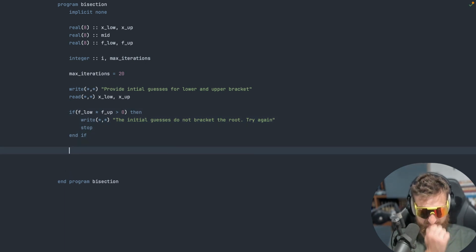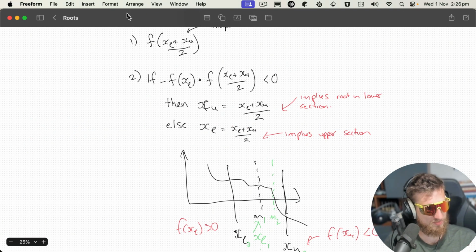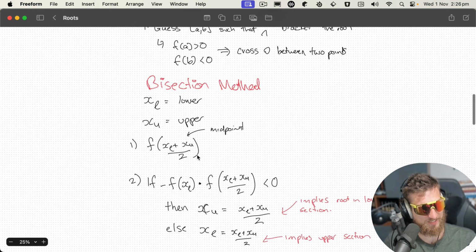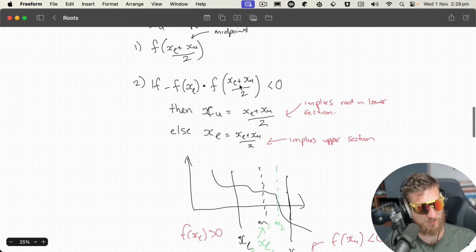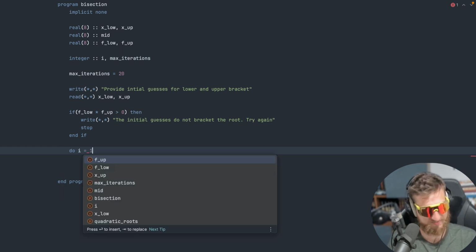Cool. So the next thing now that we've got that is to check our algorithm. We're going to calculate the midpoint, because the first thing we do is use the midpoint. So let's just do a loop. To do a loop in Fortran, you write the do keyword, i equals 1. That's the starting increment.